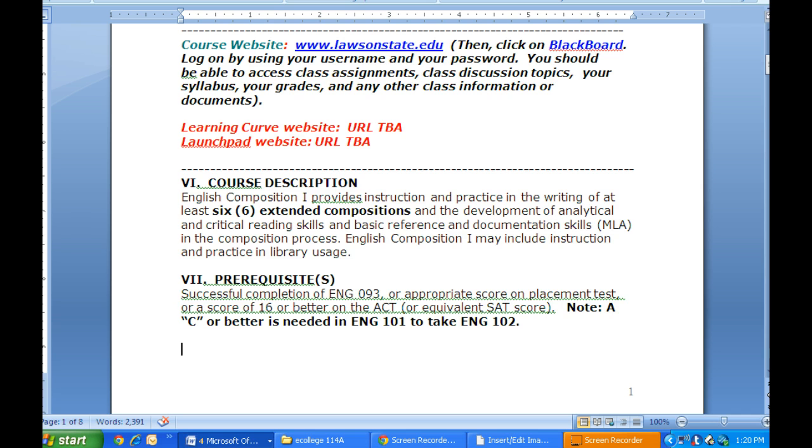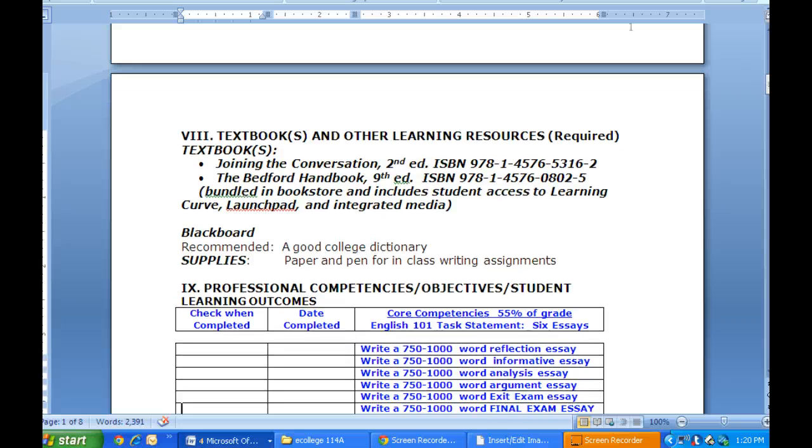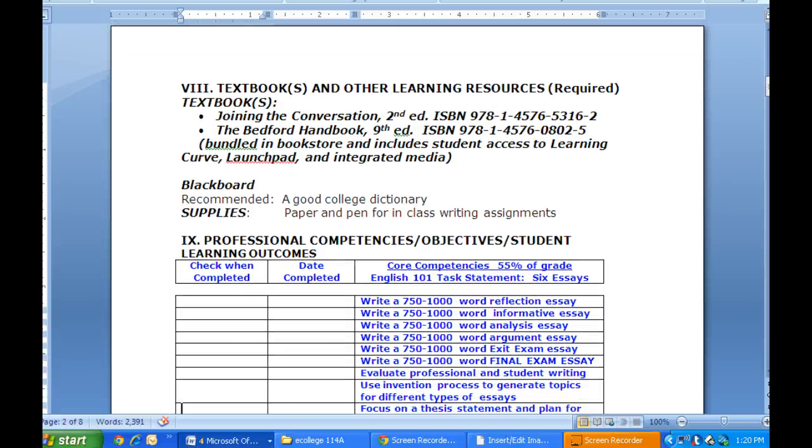All right. Next, we're going to talk about the textbooks. You're going to have a textbook called Joining the Conversation. It's the 2nd edition. You can buy it used, but please make sure you are using the 2nd edition. You will also be using the Bedford Handbook. This is the 9th edition. And these are bundled in the bookstore, and they include student access to the Learning Curve and Launchpad. If you buy them used, you can get access to Launchpad and Learning Curve, and I'll tell you more about that as we go. But you do definitely need a book.